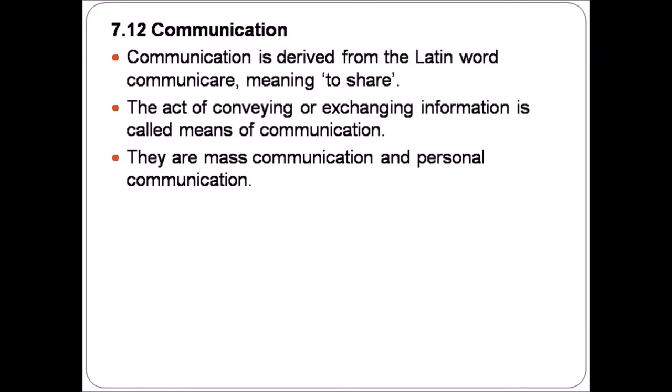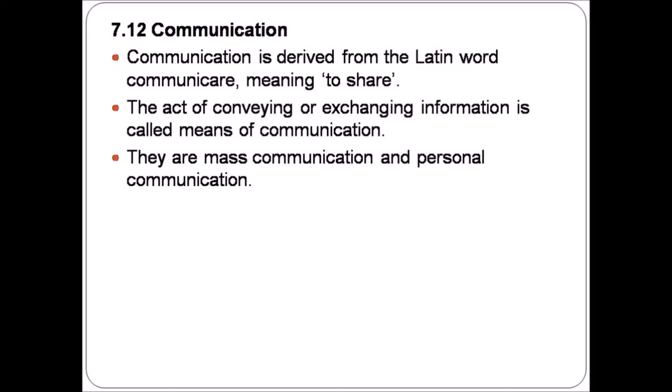Communication. Communication is derived from the Latin word communicare, which means to share. The act of conveying or exchanging information is called means of communication. There are two main types of communication, mass communication and personal communication. First, we will see about personal communication. It is a communication between two persons. In this modern world, there are lots of ways to communicate between two persons, that is, through emails, SMS, mobile phone, letters, etc.